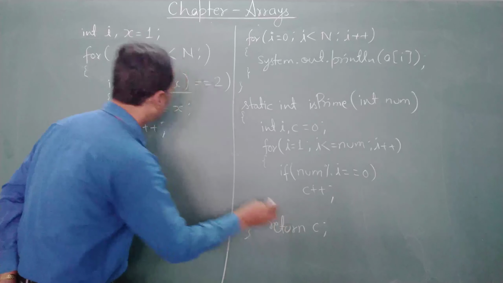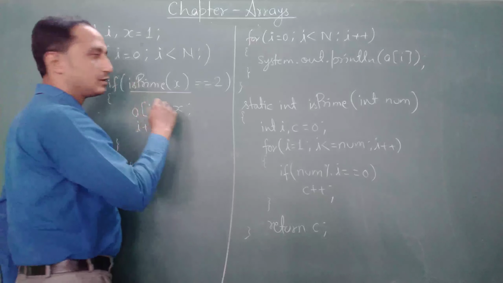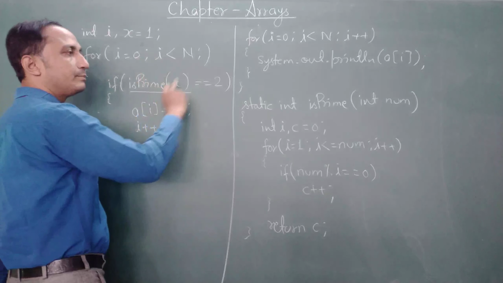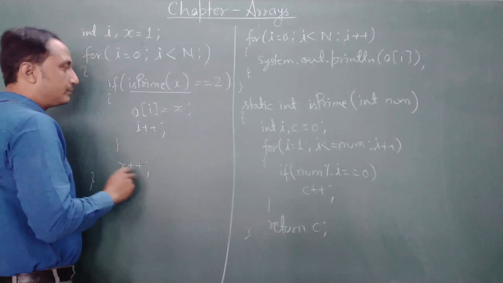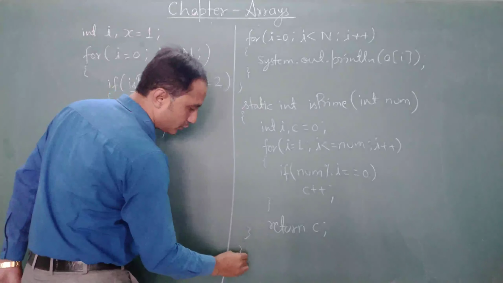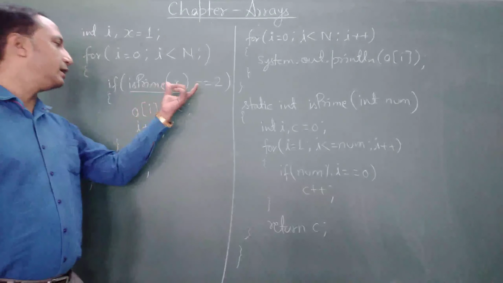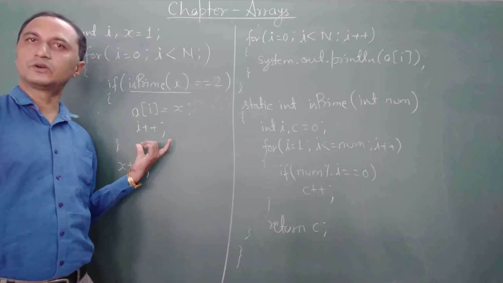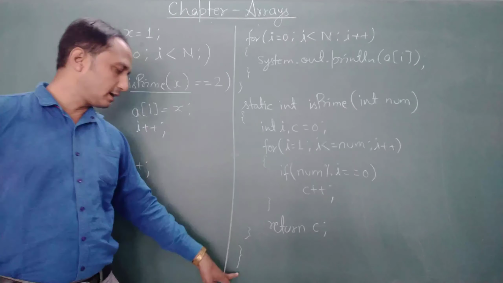So this value will be returned over here. For the first time 1 will be passed. When x will be 2, then 2 will be passed, then 3 will be passed, one by one. So if the number is prime, then only it will be stored in the array, otherwise not. And here the class ends.